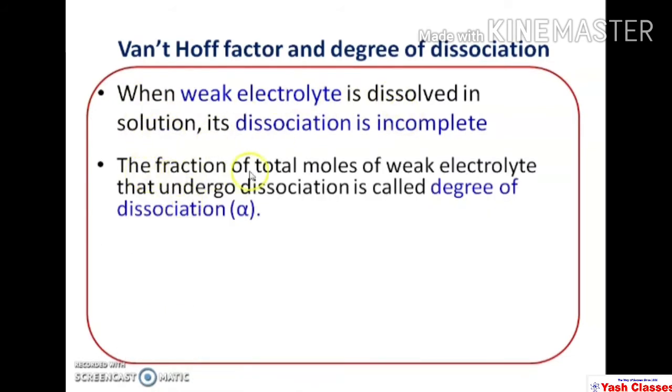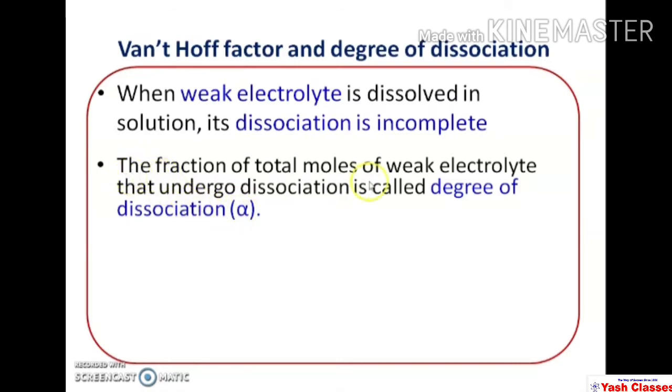Now the fraction of total number of moles of weak electrolyte that undergoes dissociation, it is called the degree of dissociation, denoted by alpha. म्हणजे 1 मोल जर वीक इलेक्ट्रोलाइट वॉटर मध्ये ऍड केला तर 1 मोल पैकी किती डिसोसिएट झाला, 0.2 जर डिसोसिएट झाला असेल तर डिग्री ऑफ डिसोसिएशन किती असेल, 0.2. जर 0.3 मोल डिसोसिएट झाला तर 0.3. So it is a fraction, the number is less than 1, maybe 0.8, 0.5, 0.3 like that.